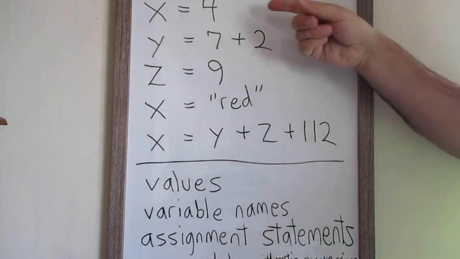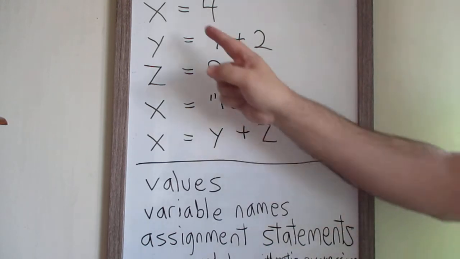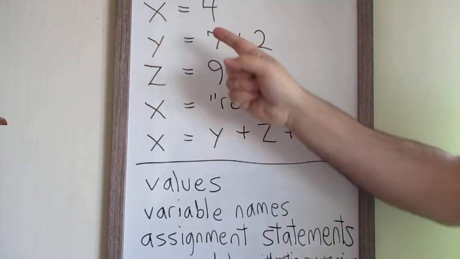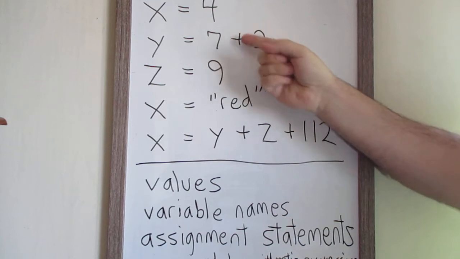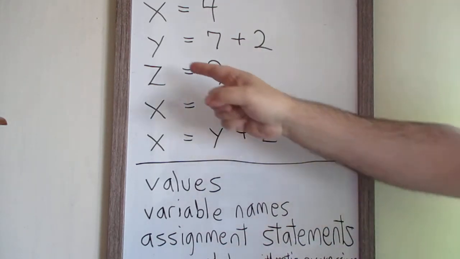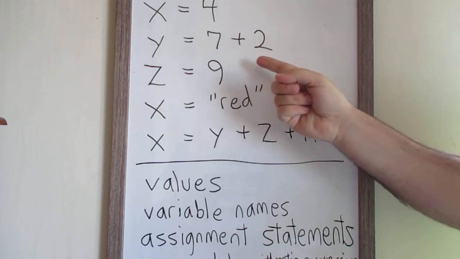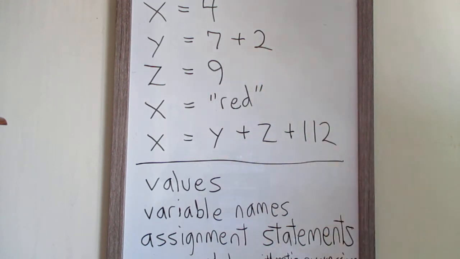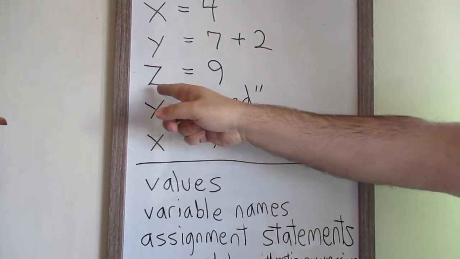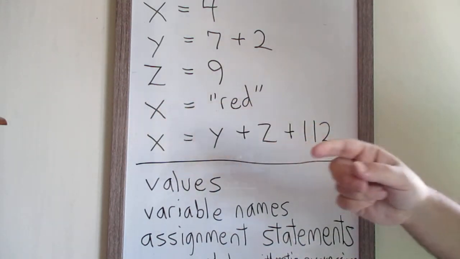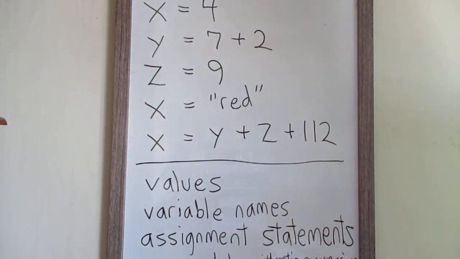Because of this first assignment statement, the variable name x now refers to the value 4. The variable name y now refers to the value 9. The variable name z now points to or refers to the value 9.